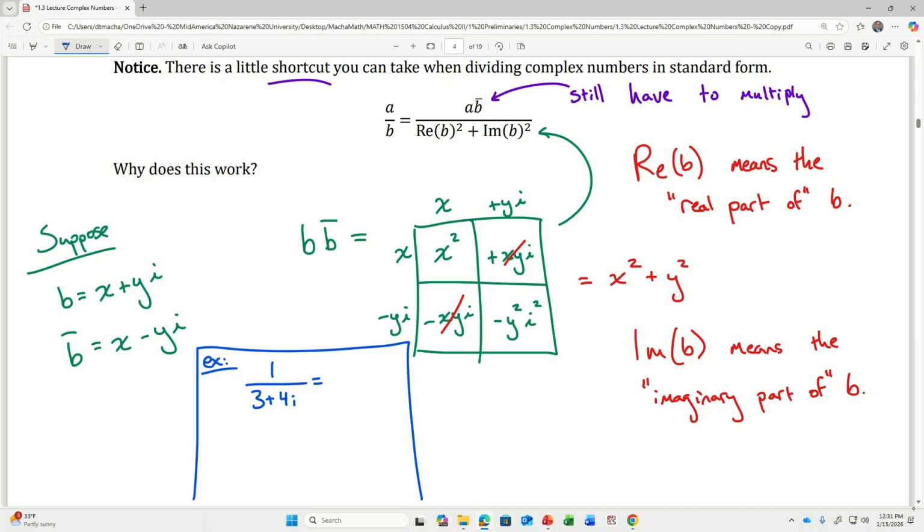I still have to multiply by 3 minus 4i. So 1 times 3 minus 4i looks like this. In the denominator, I just think real part squared plus imaginary part squared. 3 squared plus 4 squared is 5 squared, right? And so in standard form, my number would be 3/25 for the real part and negative 4/25 for the imaginary part. So a little mental math trick.